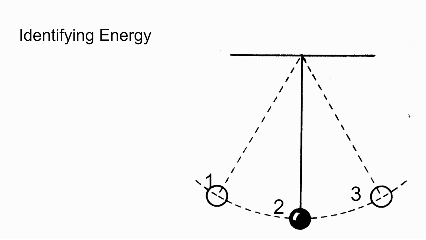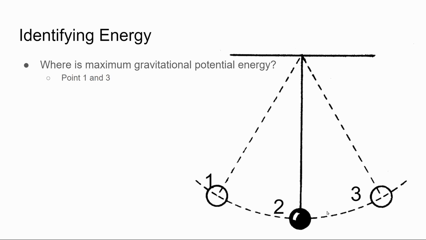So the first thing that we need to do when we're talking about pendulums is just identify what energy is where. Maximum gravitational potential energy is going to be at points 1 and 3, because they're at the highest point. The higher up you are, the more gravitational potential energy you have.